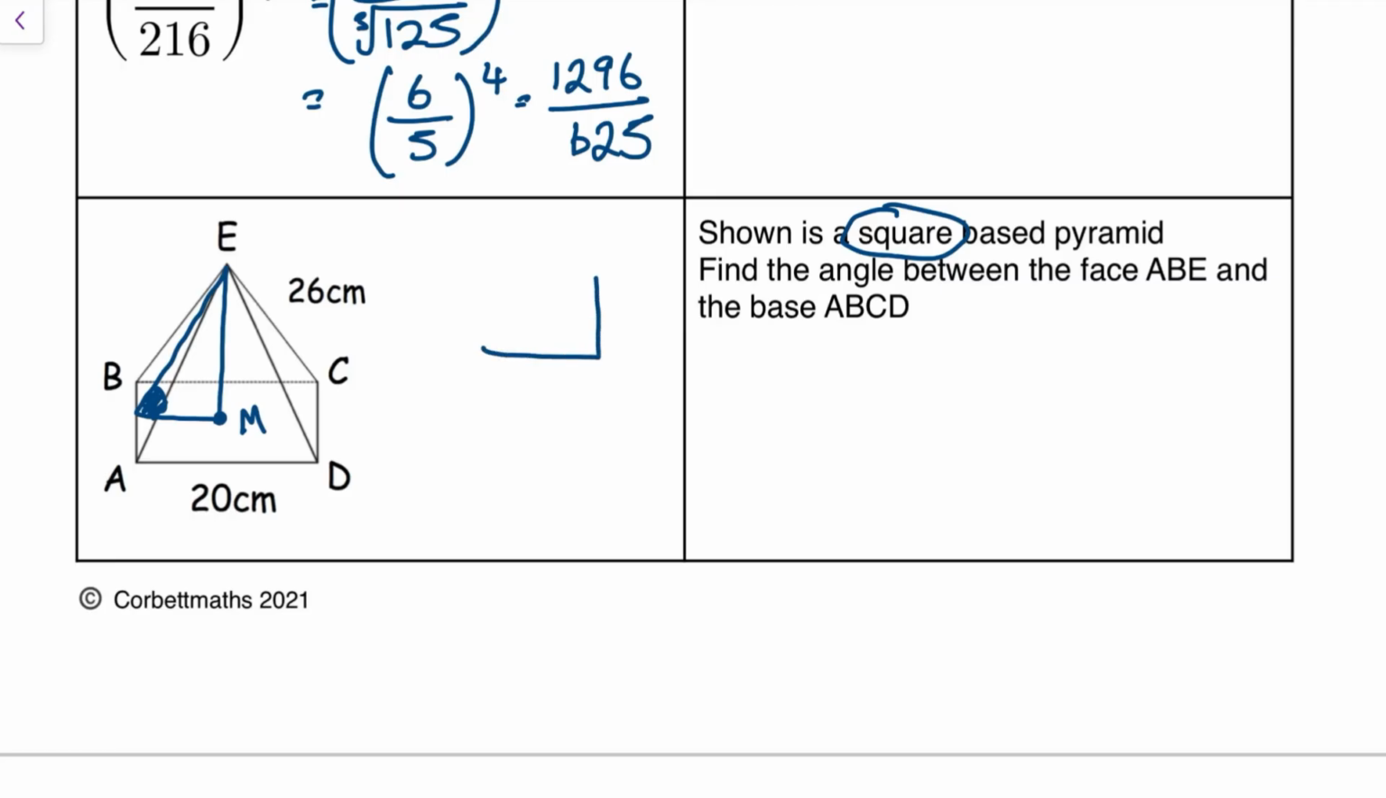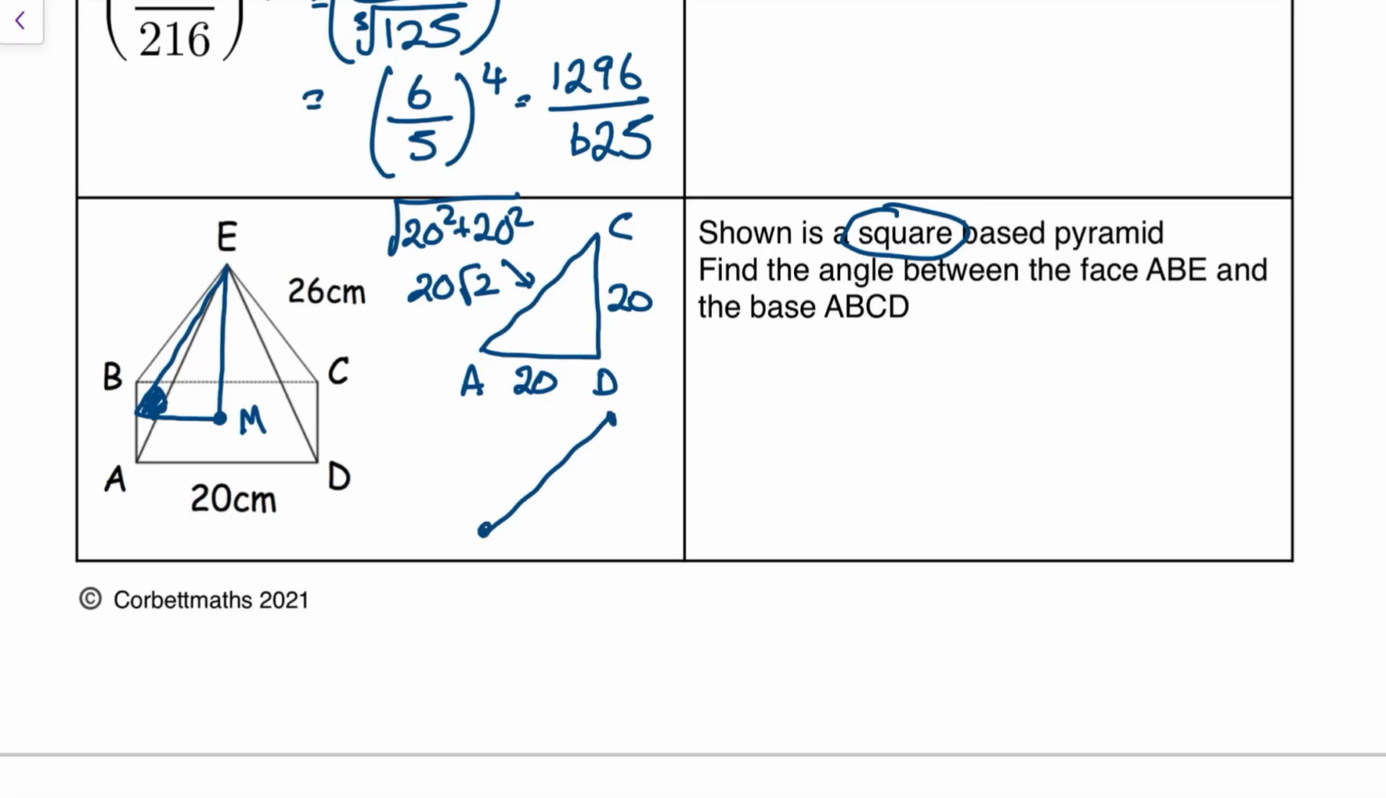So let's consider A, D, C. So look at the floor, look at the base. I've got A, D, C, and it tells me it's a square base. That's 20, and that's 20, which means A to C is going to be 20 squared plus 20 squared, square rooted, which is going to be 20 root 2. Which means, crucially, think about A to M to C. So I've got A to C, and I've got M in the middle, which is the point that I made up. I know this must be half of that, which is 10 root 2, and I know this is 10 root 2 as well. Why do I care about that?